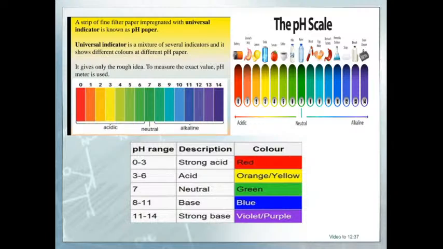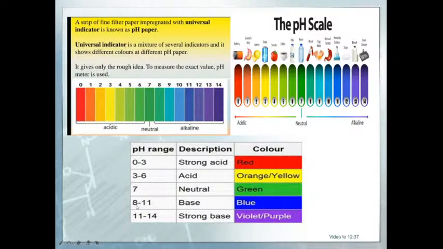Now the filter paper has this mixture of different indicators. Obviously, at different pH values it is going to show different colors, right? I told you, if you find a pH value of 0 to 3, then it is a strong acid and a dark red color can be seen. If it is a weak acid, it means pH 3 to 6, and orange and yellowish color can be seen. But if it is neutral, the green color can be seen, right?